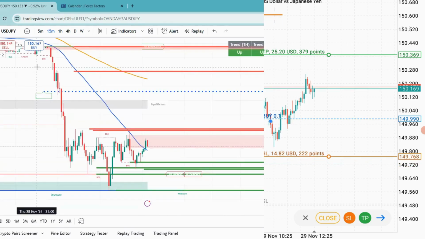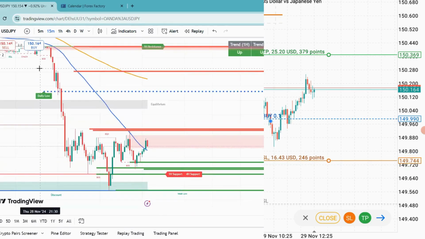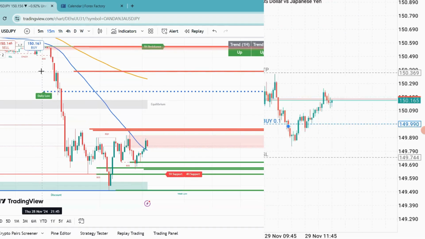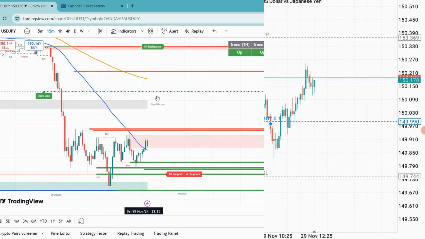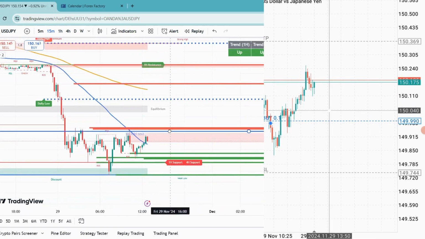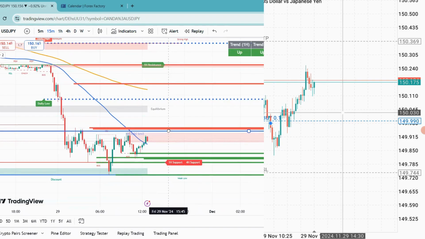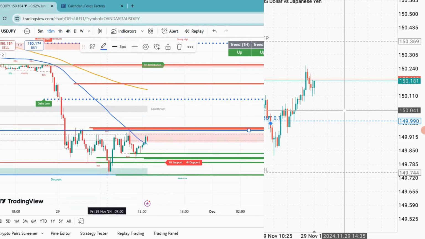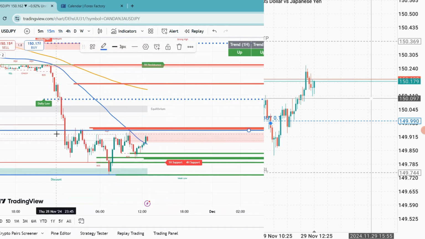So we are trying to do a kind of a little pullback. Okay. So I'm expecting USDJPY to get to this point. There's a strong resistance here. So I'm expecting USDJPY to get here. Okay. I'm currently on this trade, and it's currently running.